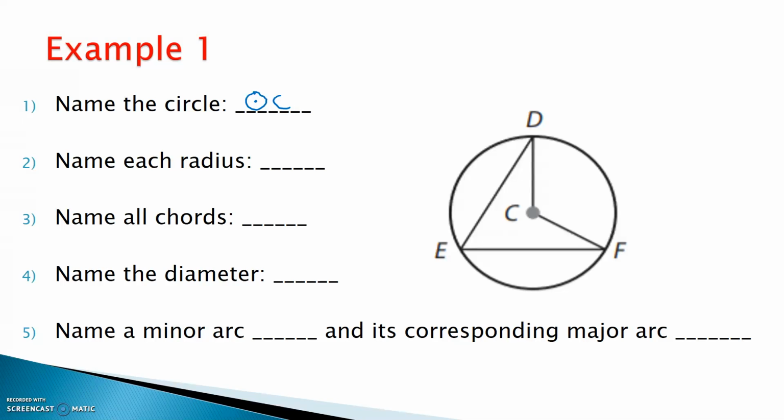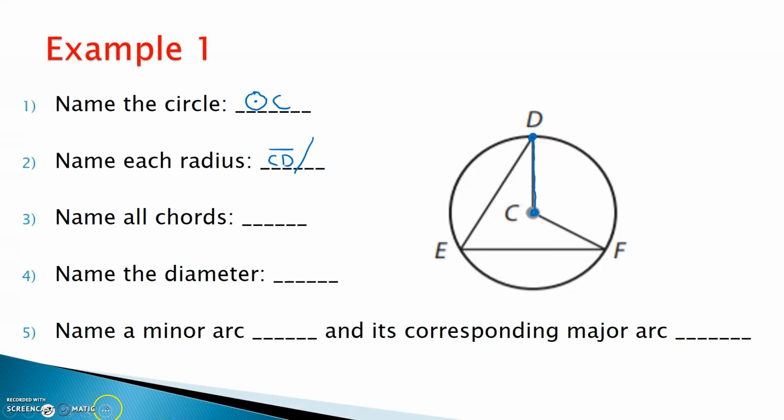All right, let's go on to the second part here. I have to name each radius. There might be more than one. A radius connects the center to some point on my circle. So here's my center, and I see that this gets extended out to D. That is one of my radii. So from C to D. And it's a line segment, so I'm going to put a line segment symbol up top. Okay, is that the only one that I have?